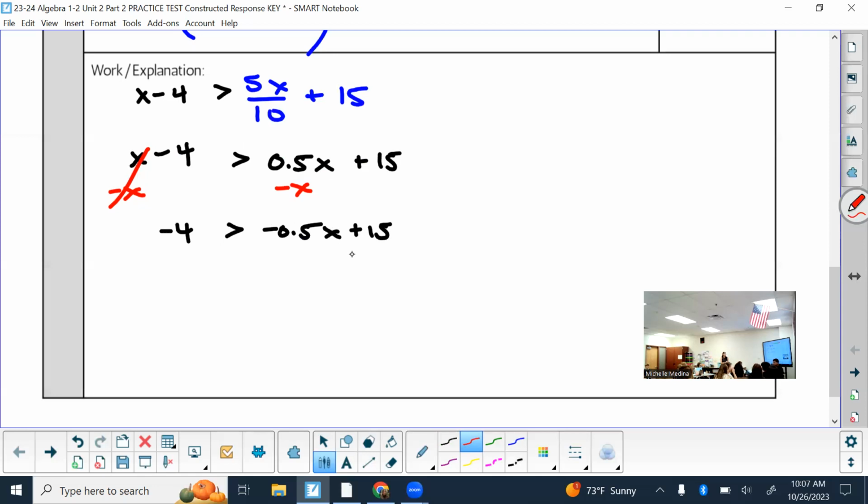How do you make a 15 cancel? Subtracting it would make it cancel. Adding it would make it 30, and that defeats what we're trying to do. We wanted to cancel. What's negative 4 minus 15? Feel free to use a calculator. You don't have to memorize all your math facts anymore. You can use a calculator. Negative 19 is greater than negative 0.5x. Now, what's the opposite of multiplying negative 0.5?